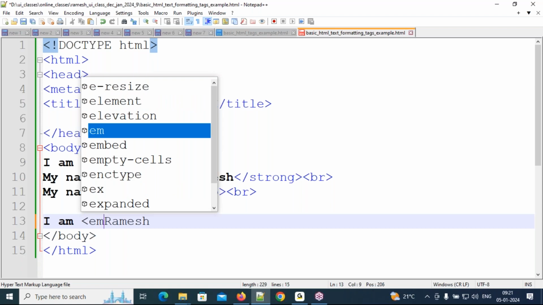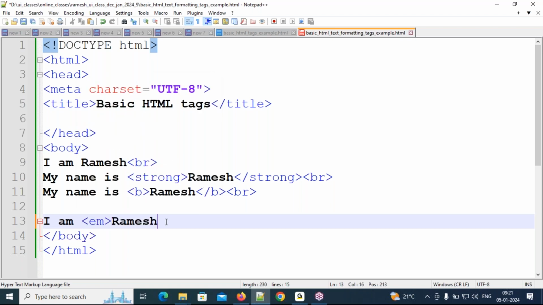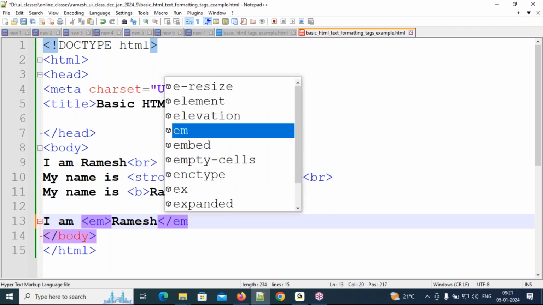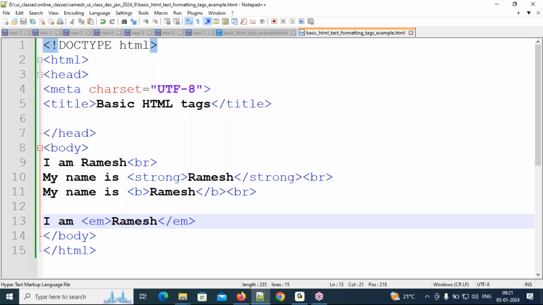So right here, the EM tag. EM tag means what? Emphasizing. That means I am telling strongly. Important points, we will tell strongly. This person is a good person. This person is a bad person. Something like that, you are telling importantly, strictly, that it is so important.